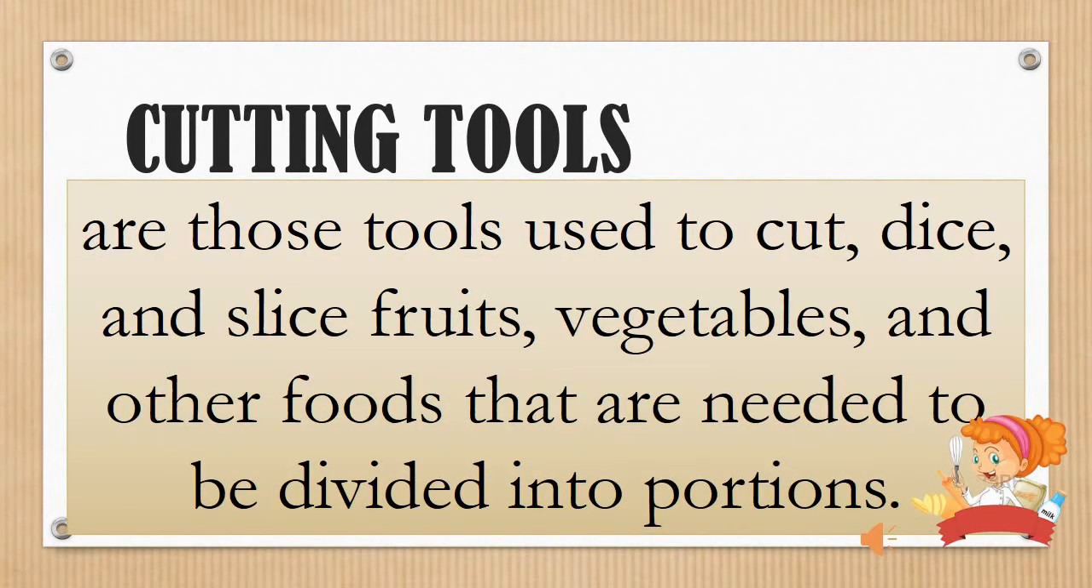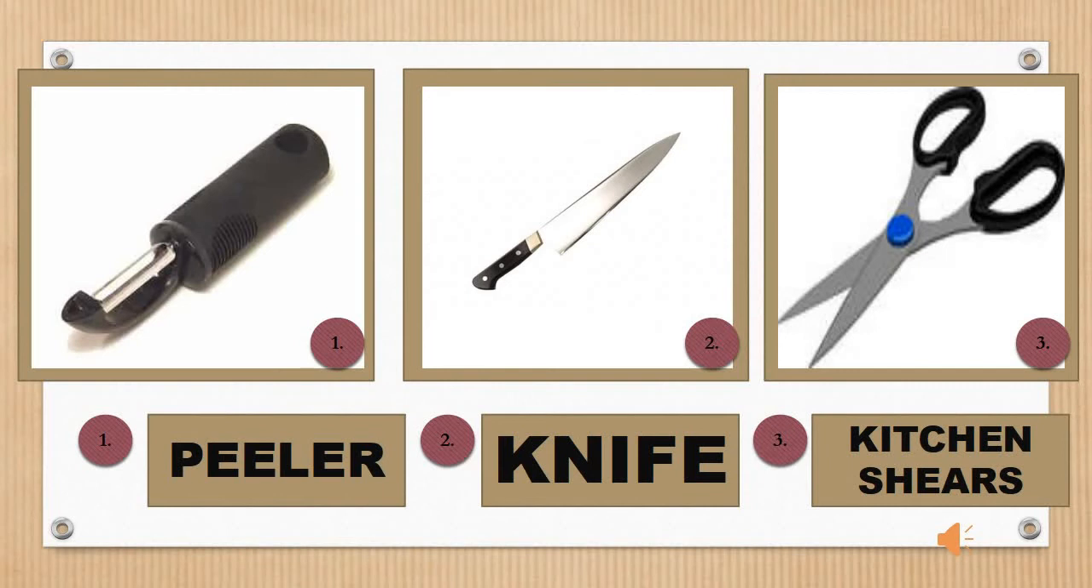Okay, next, cutting tools. What are cutting tools? Those are tools that are used to cut, dice, and slice fruits, vegetables, and other foods that need to be divided into portions. These are examples of cutting tools.